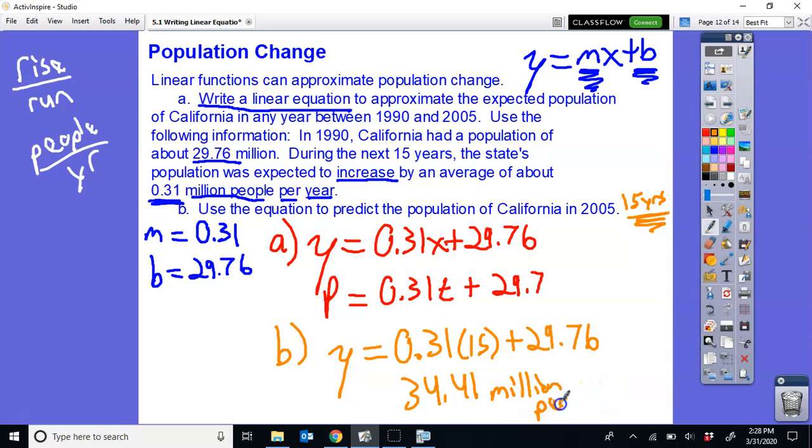It's not just people, it's millions of people. If it was just talking about people, not millions, you would not be able to use this decimal here because you can't have 0.41 of a person. I don't care how short they are, they're still a whole person, even Mr. Woods. Okay? So when you're looking at 0.41 million people, you need to realize that that is okay to leave that decimal. But when you're looking at just people, that's not okay.